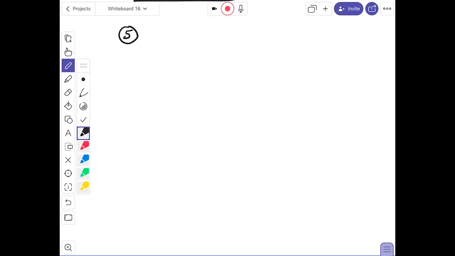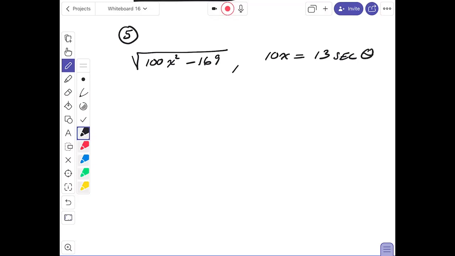And what's number 5? It says use trigonometric substitution to write the algebraic expression. I'll write this one over here for you. This is the algebraic expression. It's 100 x squared minus 169. That's algebra. But they say 10x is a substitution. And that substitution, 10x equals secant theta. So the first thing I want to do is substitute it in there.